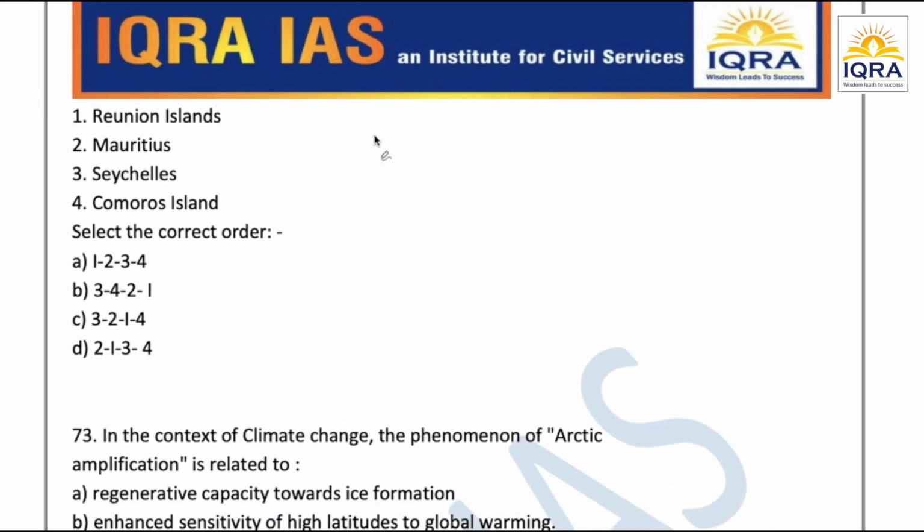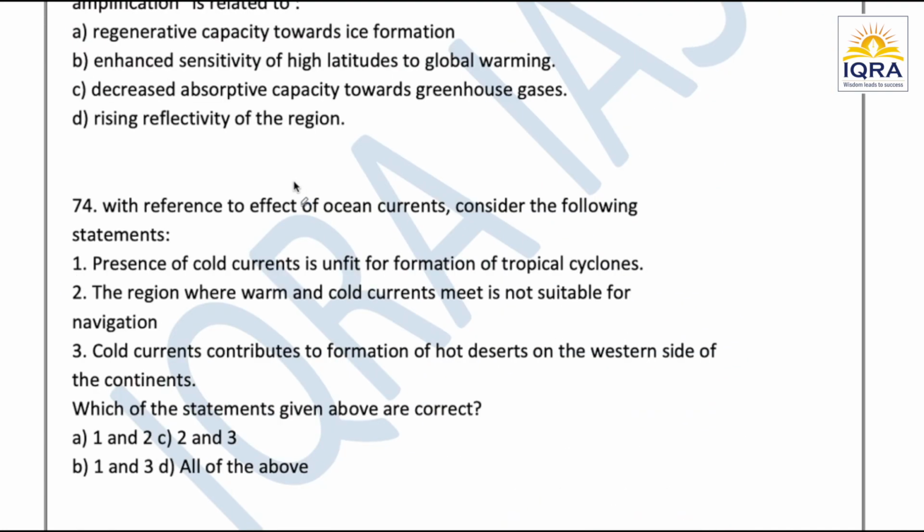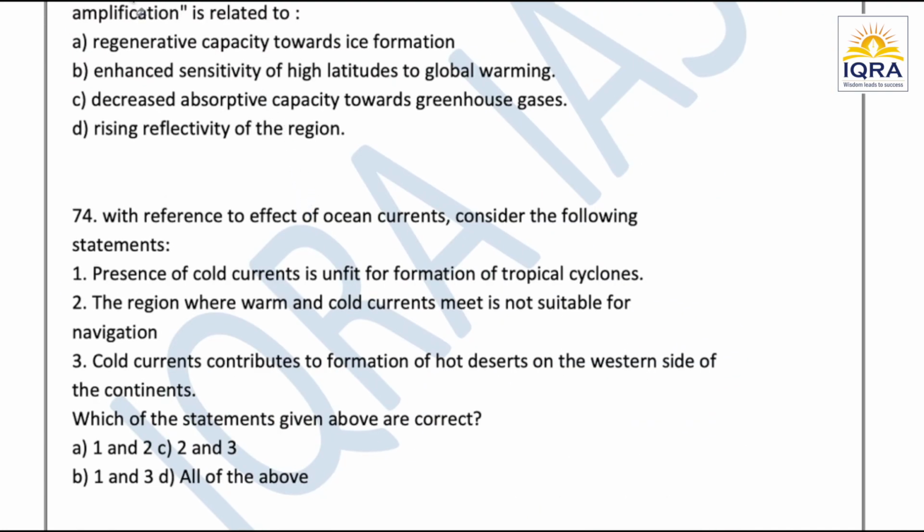Getting back to our question, so yeah, so for this question, option number B, that is Seychelles, फिर Comoros, फिर Mauritius, and then Reunion Island become the right answer, become the correct order. Correct. Question number 73. In the context of climate change, the phenomena of Arctic amplification is related to. Arctic amplification क्या होता है? So Arctic amplification is basically an enhanced sensitivity of high latitudes to global warming.